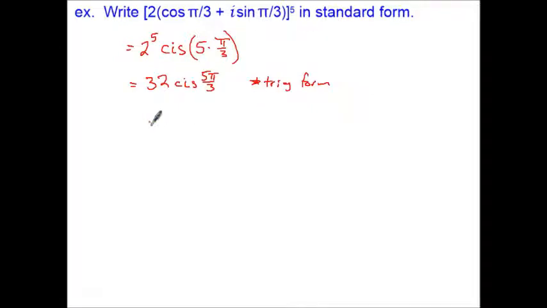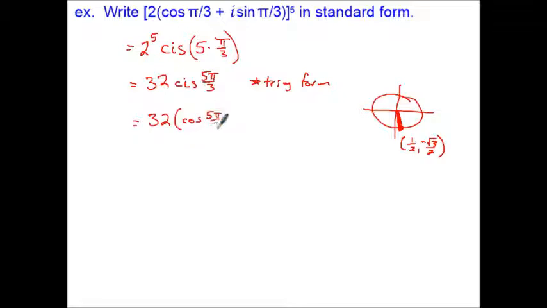But again, I wanted standard form. So what I'm going to have to do is imagine myself using my unit circle. 5 pi over 3 puts me down here in the 3rd quadrant, and that's a little sloppy, but it puts me at 1/2 and then negative root 3 over 2. Now, just for the sake of writing it out neatly, this is really cosine of 5 pi over 3 plus I times sine of 5 pi over 3. So leave my 32 there for just a minute. Now the cosine of 5 pi over 3 is my 1/2, plus I times the sine, which is going to be the negative root 3 over 2.